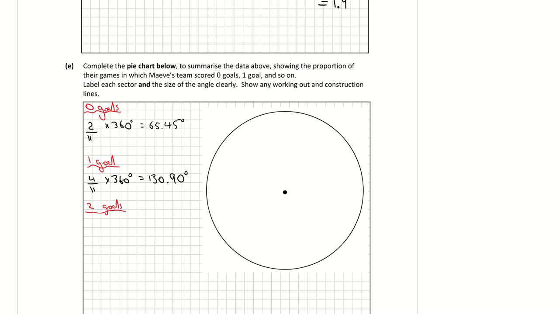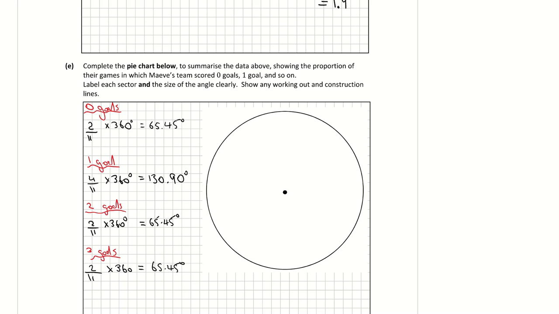How many times did we have two goals? We had it twice. And that is going to be 2 out of 11 multiplied by 360 degrees, which is giving me 65.45. That's the same as zero goals that we've already done. If we look now at three goals, what's happening here? How many times did I have three goals? I had it twice again, two of them. 2 out of 11 times 360, which again is 65.45 degrees.